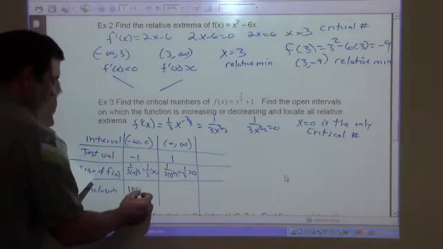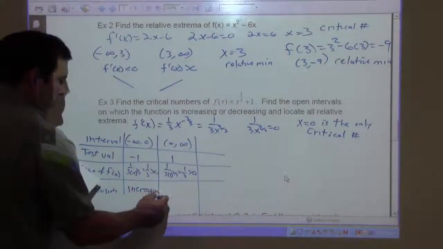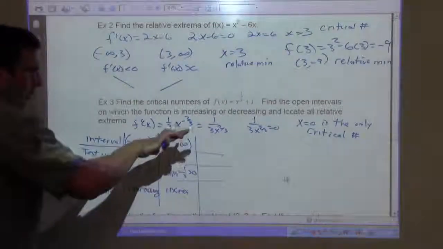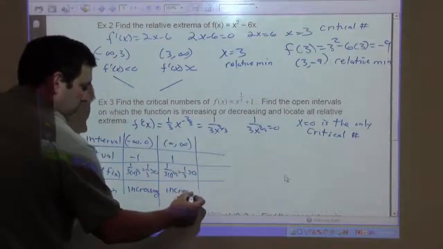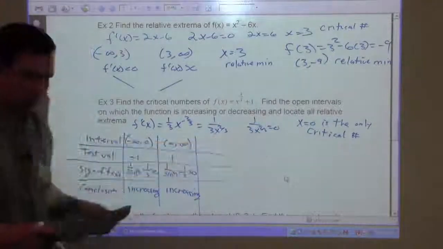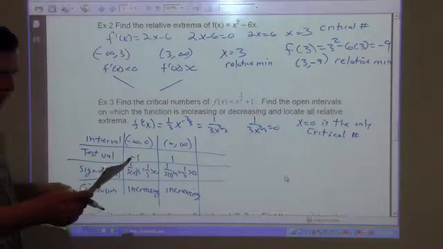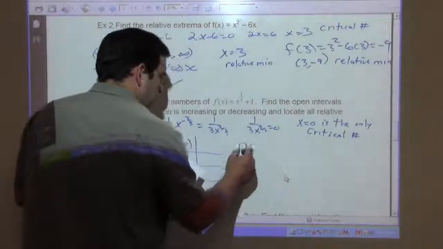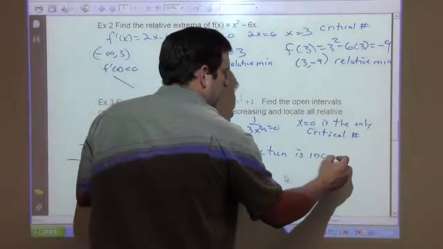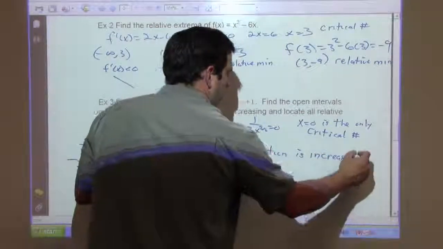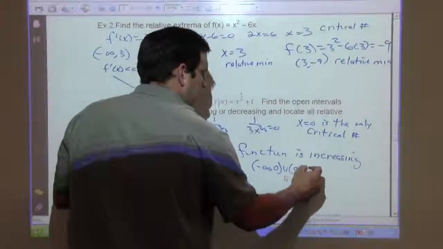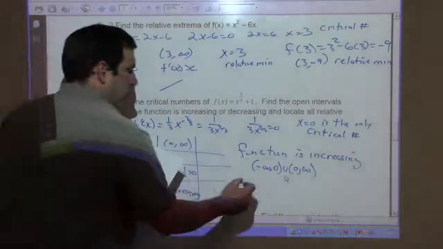So our conclusion is that it's increasing here, and it's increasing in the next interval. So it's always increasing. It's like going up, kind of hesitates, then goes up again. It's never decreasing, but we have this one place where it wouldn't be defined. So the function is increasing on the interval from negative infinity to 0, union 0 to infinity. There are no relative extrema.